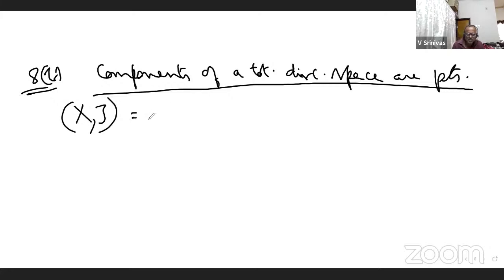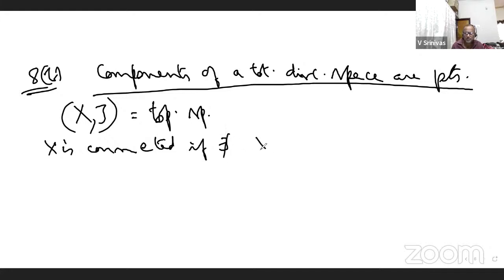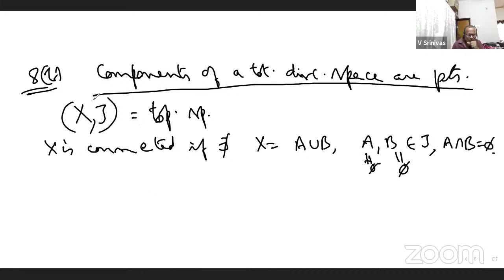So let us start with the topological space (X, tau). We said X is connected if there does not exist a disconnection. Means X can be written as A union B, where A and B are open, non-empty and disjoint, A intersection B is empty. This topological space is said to be connected if there does not exist a disconnection. This is a disconnection: X is A union B, where A and B are open sets coming from tau, non-empty and disjoint. This should not happen.